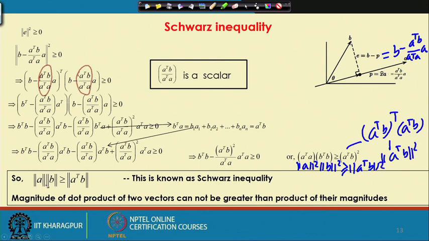Or we can write mod A into mod B is greater than or equal to mod of A transpose B. This is known as the Schwarz inequality. So, if we have two vectors and we take their dot product, the magnitude of the dot product cannot be greater than the product of their magnitudes. It is an extremely important postulate in linear algebra as well as geometry, that the magnitude of the dot product is less than or equal to the product of the magnitudes of the vectors, and that gives us that cos theta should always be less than or equal to 1.